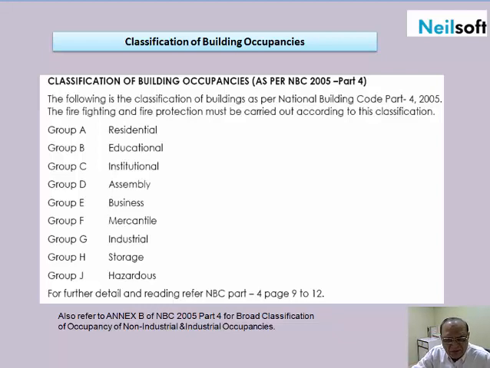These are actually further classified as per size and heights, etc. More details are available in the NBC 2005 Part 4, which shows the broad classification of occupancy of non-industrial and industrial occupancies. In the oncoming sessions, we will be discussing it further in detail.